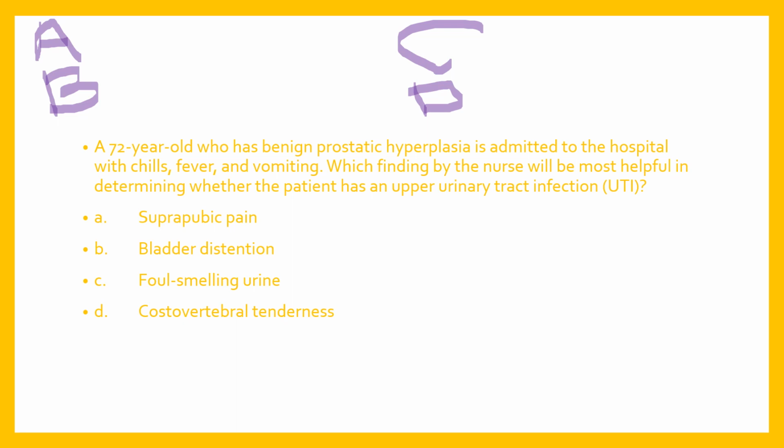We have chills. All right, so go ahead and pause it if you didn't have enough time. But we're going to start with A, suprapubic pain. Actually, I'm so sorry. Let's start here. So we have BPH, and we have chills, fever, and vomiting. Chills, fever, and vomiting. What does that mean to you? Potential infection. Okay, so write infection here.